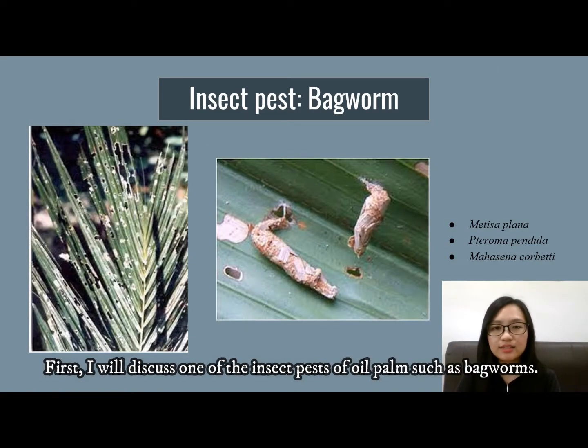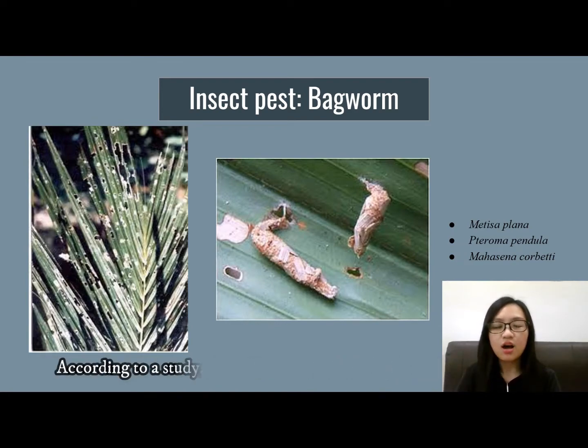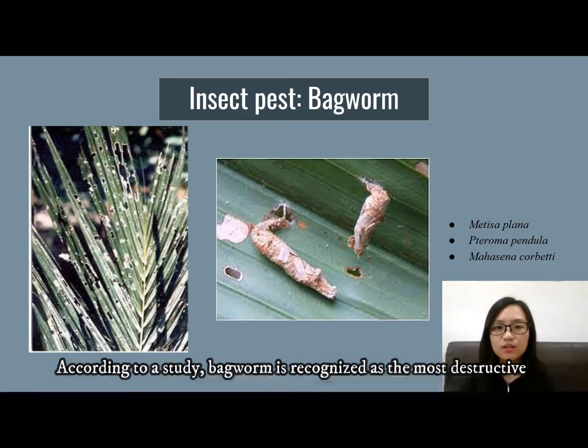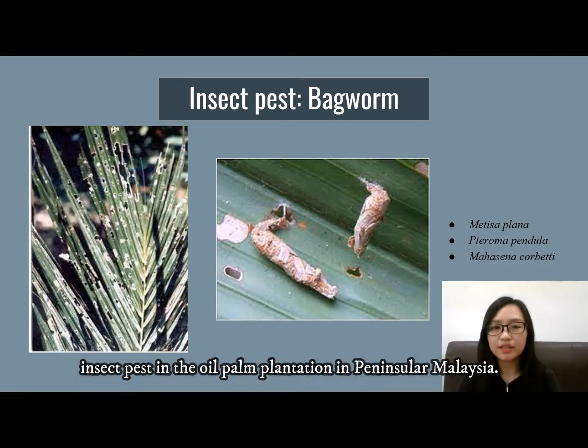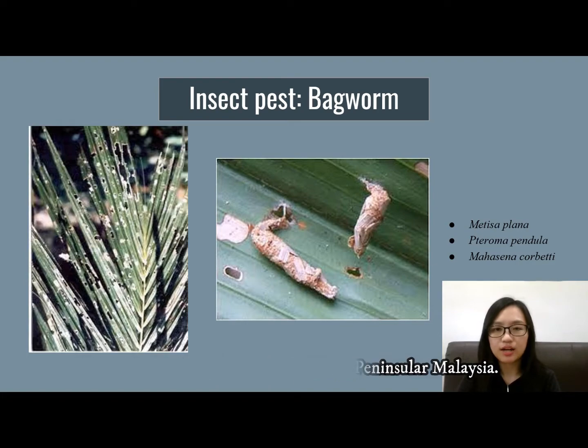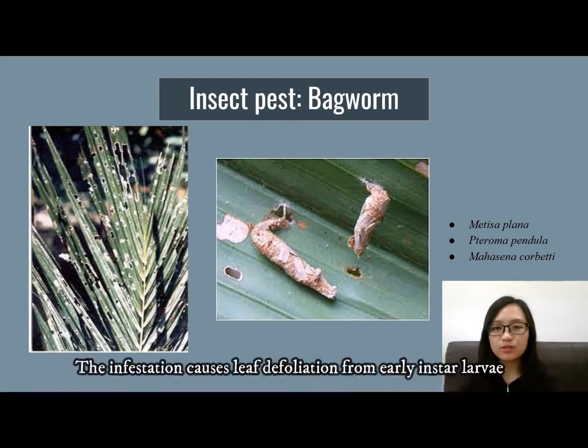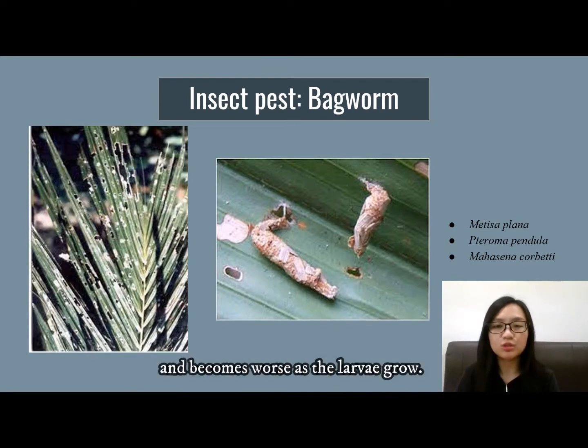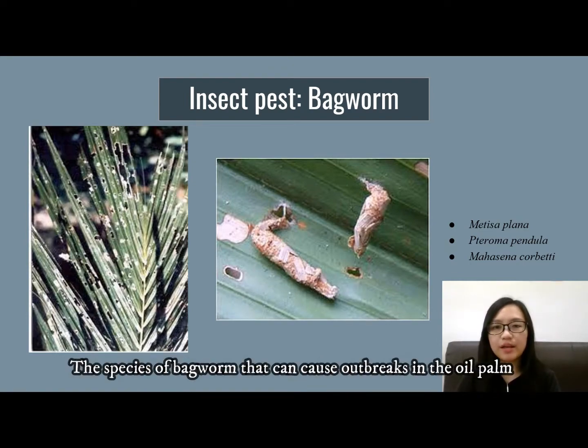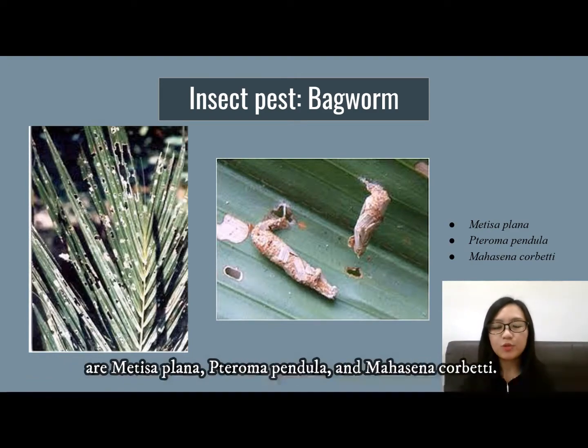First, I will discuss one of the insect pests in oil palm, such as bagworms. According to a study, bagworm is recognized as the most destructive insect pest in the oil palm plantation in peninsular Malaysia. The infestation causes leaf defoliation from early instar larvae and becomes worse as the larvae grow. The species of bagworm that can cause outbreaks in the oil palm are Metisa plana, Pteroma pendula, and Mahasena corbetti.